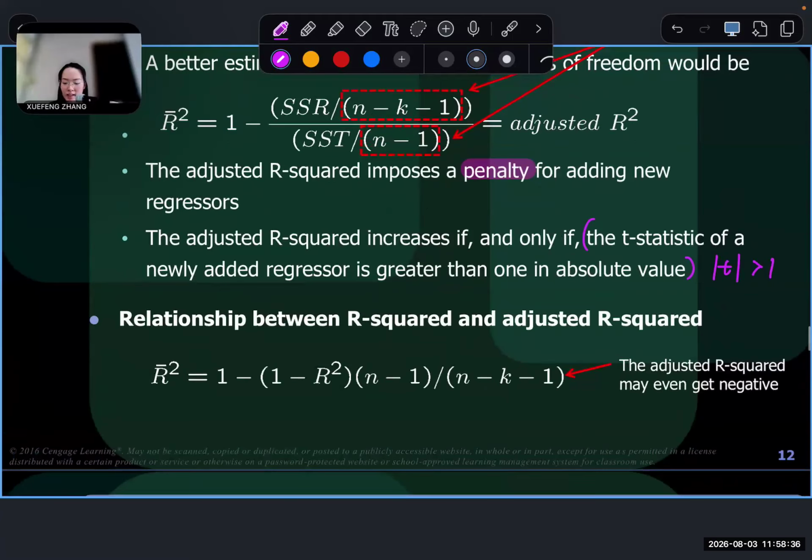So let's see the relationship between the normal R squared and adjusted R squared. Adjusted R squared equals 1 minus (1 minus R squared) times (n minus 1) over (n minus k minus 1). So that is the correction by the degrees of freedom, right? The adjusted R squared may even get negative. Look at this formula and think about why. I'll give you several minutes. After this, I'm going to show you with one example that adjusted R squared can be negative.